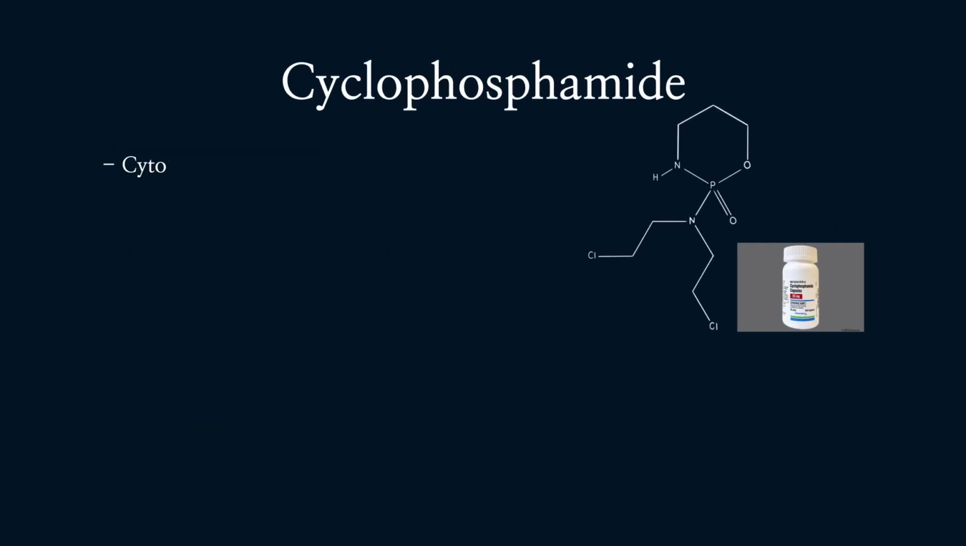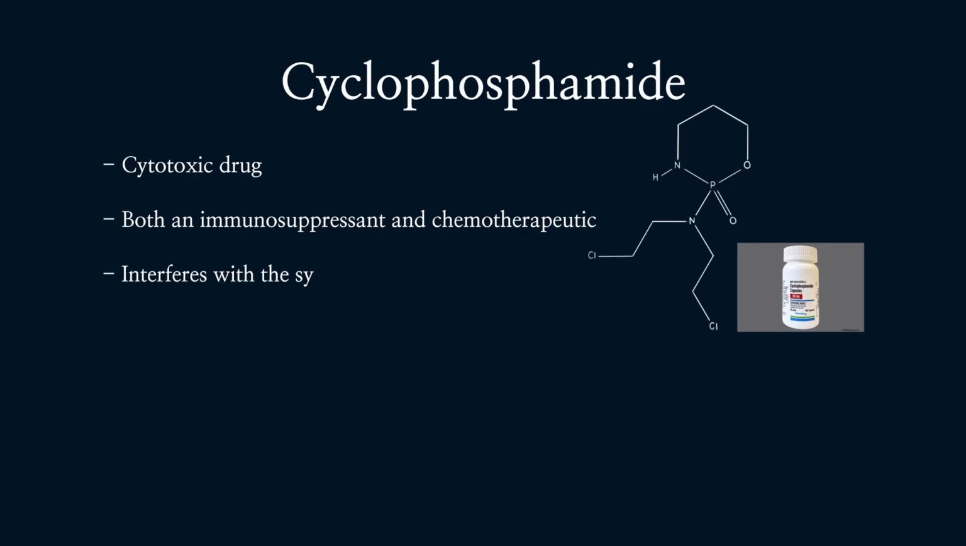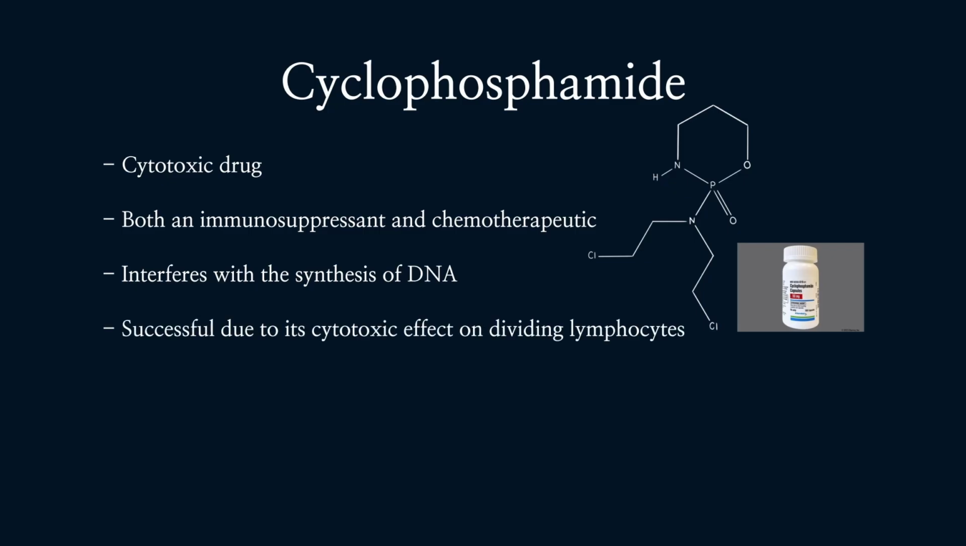Cyclophosphamide is a cytotoxic drug which is not only an immunosuppressant but also used as a chemotherapy treatment. This drug crosses the cell membrane and interferes with the synthesis of DNA. It is a successful immunosuppressant due to its cytotoxic effect on dividing lymphocytes.